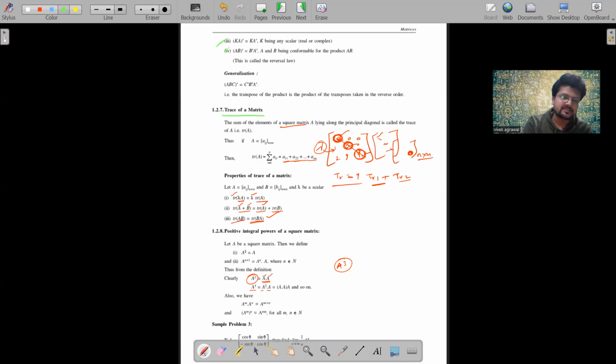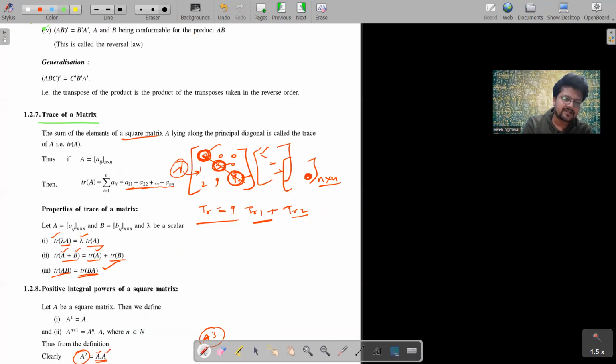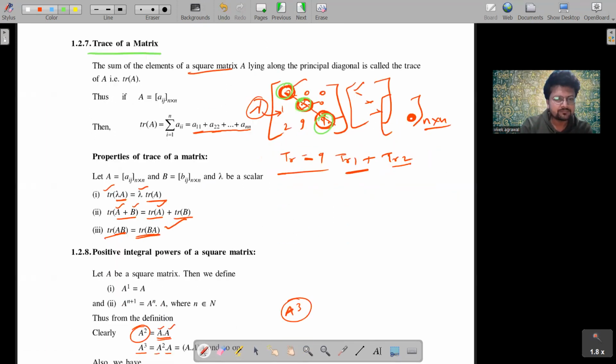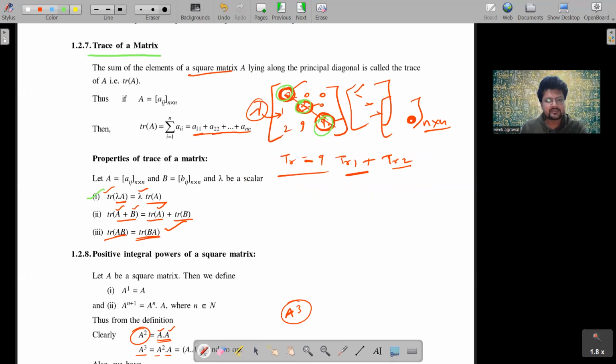Then trace of a matrix. Trace of a matrix is nothing but when we add all the elements of the diagonal, that gives you the trace of a matrix. Yes. Now also we did some basic properties of the trace of a matrix.